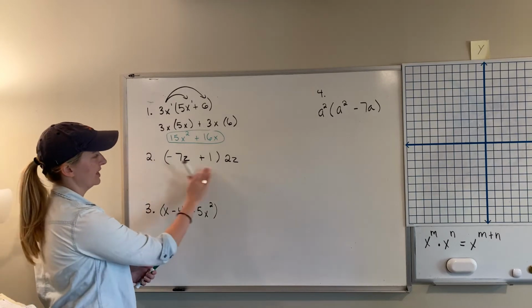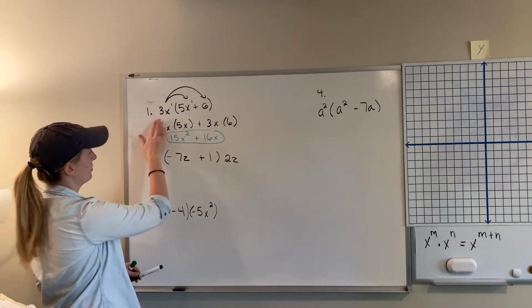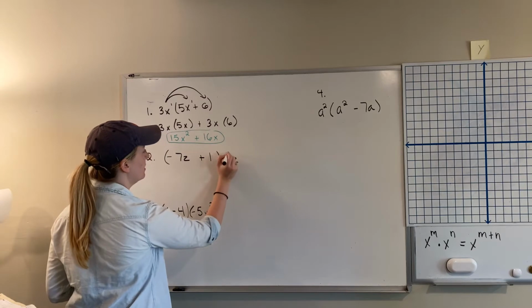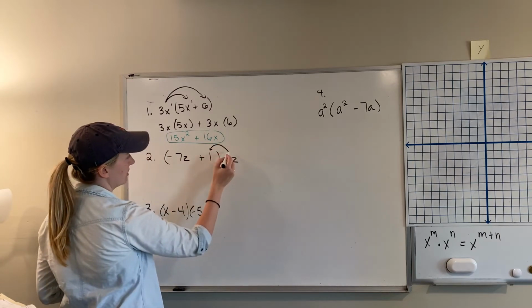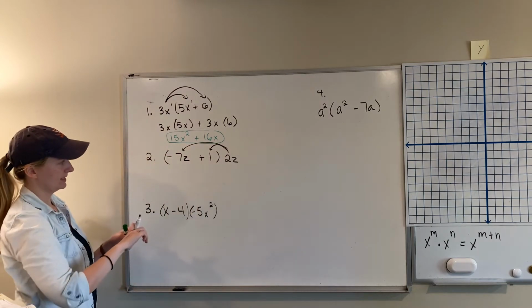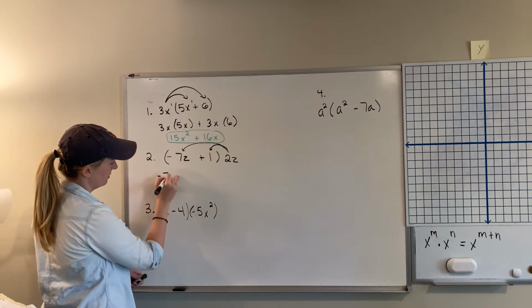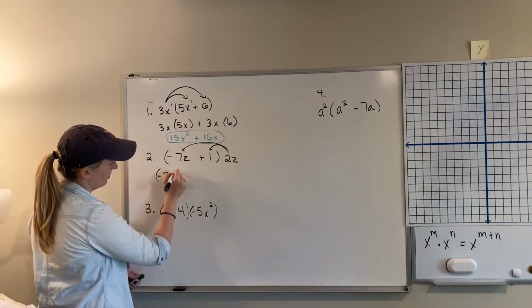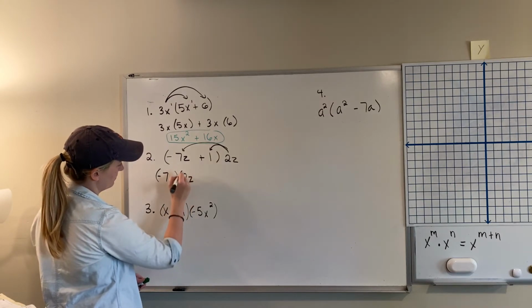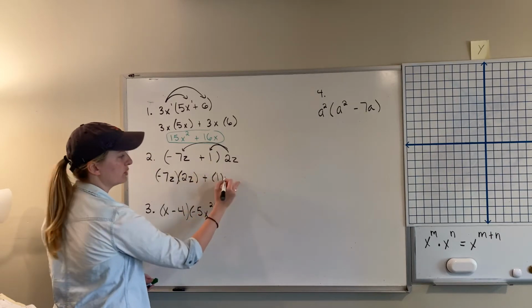On to checkpoint 2. I have a binomial being multiplied by a monomial. Doesn't matter if the monomial is on the left side or the right side. I'm still distributing 2z to everything on the inside of my parentheses. So I have negative 7z being multiplied by 2z plus 1 being multiplied by 2z.